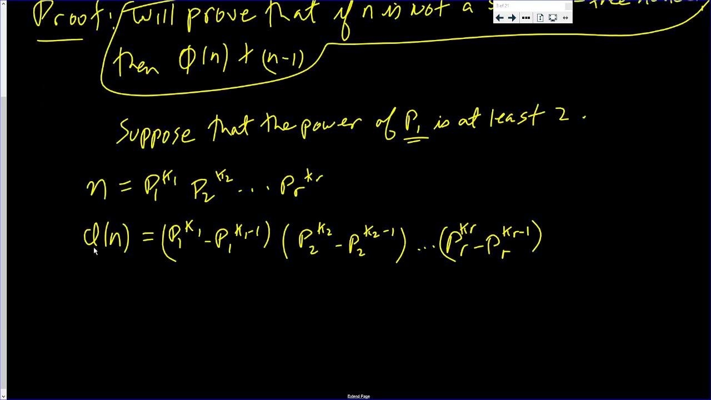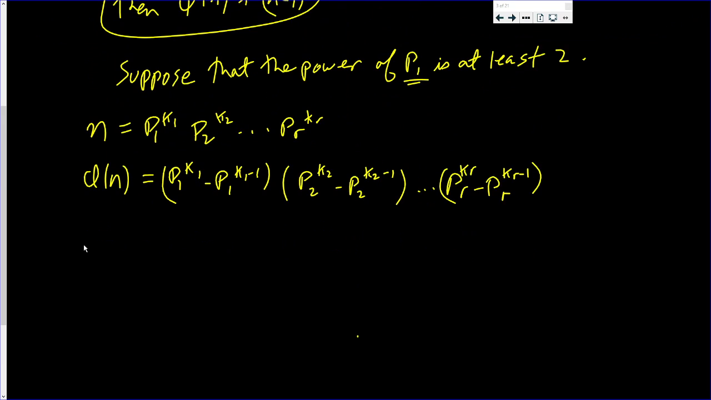Now, the power of P sub 1, K1, is at least 2. That means K1 minus 1 is at least 1. Now, if I pull out a P, in fact, that even means that K1 minus 2 is not negative. If I pull out a P, the power is not negative. It can be 0, and P1 to the 0 is 1.